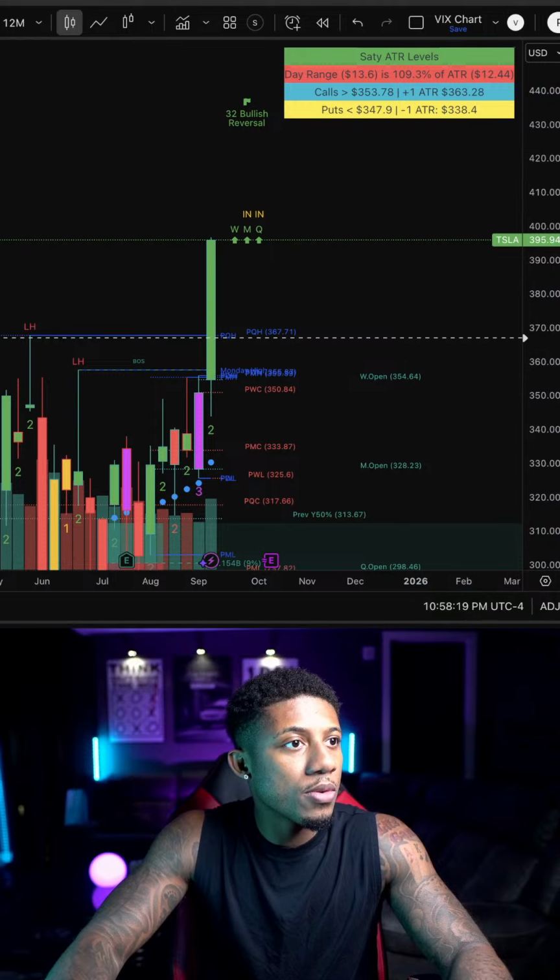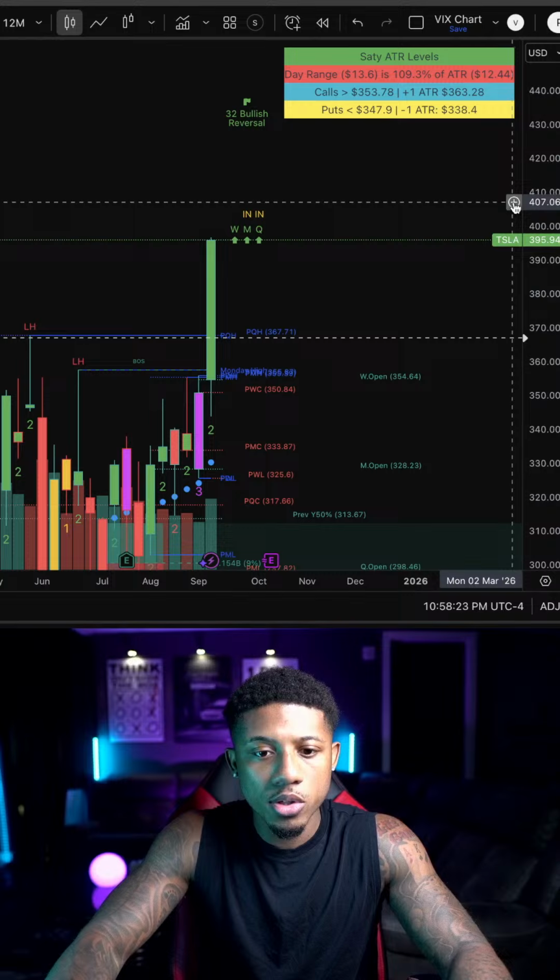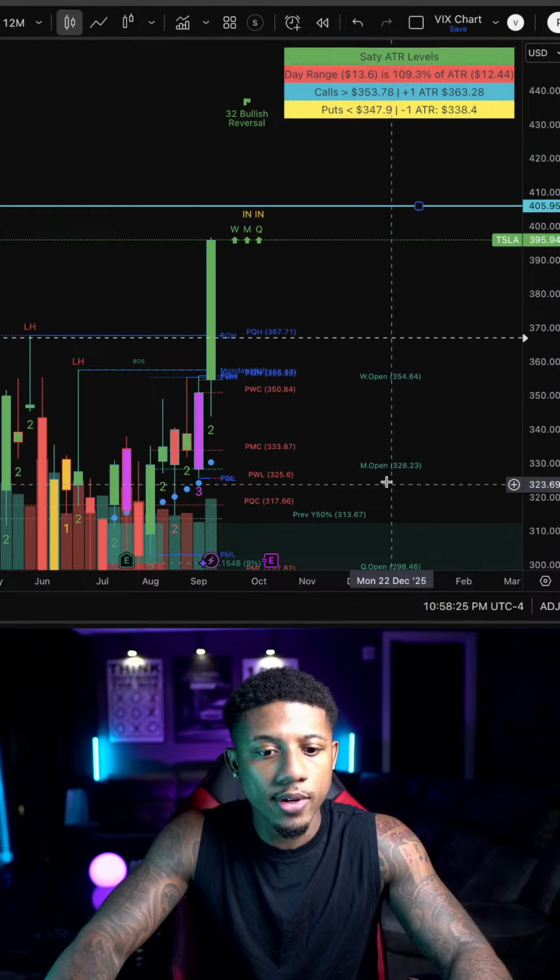So we're going to start off on the weekly time frame, right? The first thing I notice up here is that there's a little bit of a gap to fill at around 406.